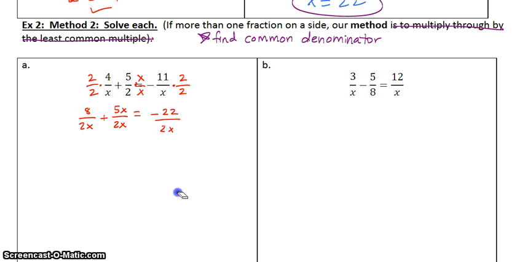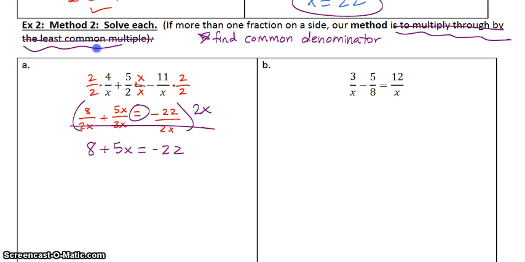If you have an equal sign, and this only works if you have an equal sign, okay? But if you have an equal sign, every fraction has the same denominator. You can just pretend like the denominators aren't there and just use the numerators and then solve that equation. And what you're technically doing is multiplying through by the least common multiple. And when I multiply through by 2x, everything cancels and I'm just left with 8 plus 5x equals negative 22.